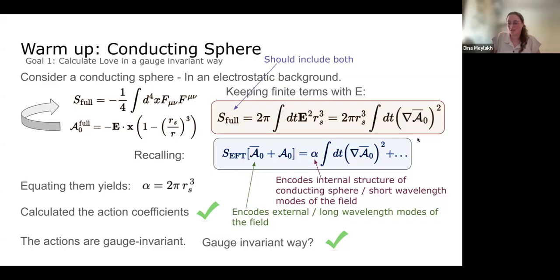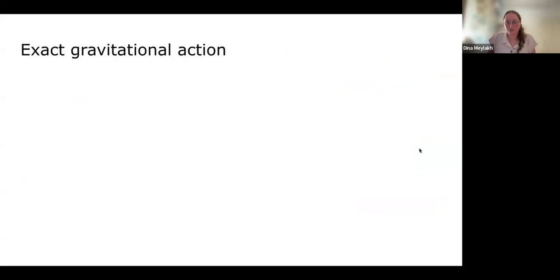Okay, so the full action should include both the short wavelength modes and the long wavelength modes. And so writing it this way can be seen as just integrating out the short wavelength modes. Okay, but let's get back to our goal. Now we're ready to take on gravity and write the exact gravitational action.